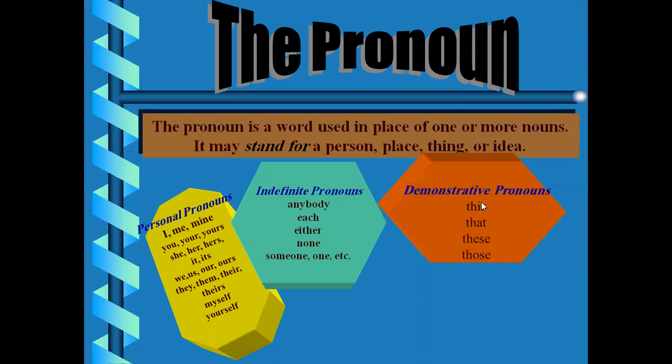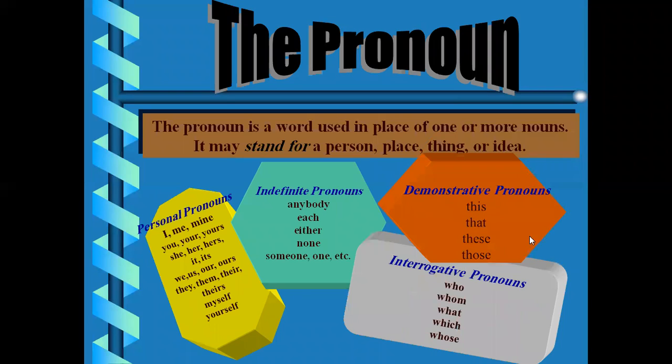Also, we have demonstrative pronouns, like this, that, these, and those. These are demonstrative pronouns. Also, the fifth type of the pronouns is interrogative pronouns, like who, whom, what, which, and whose. We call them interrogative pronouns.